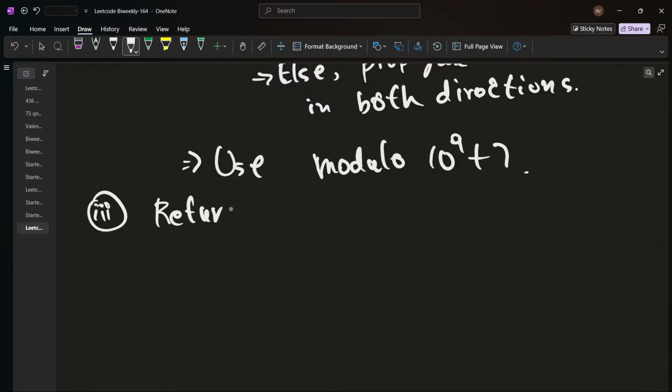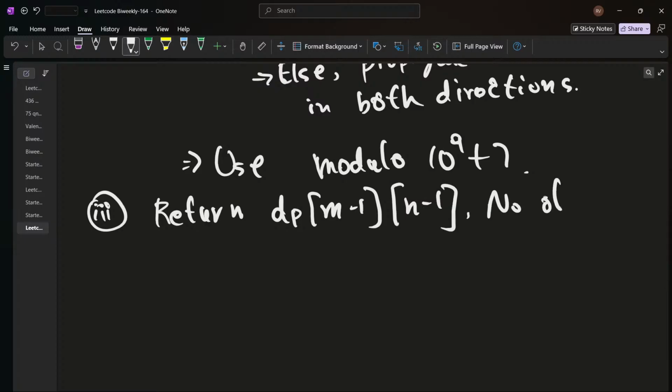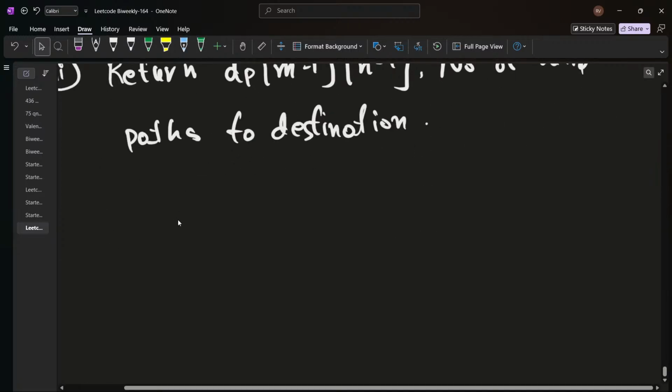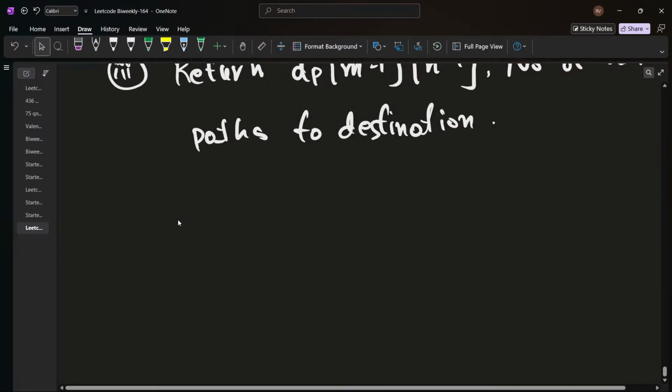Return dp of m minus 1, n minus 1. This is the number of valid paths to the destination. That's all. I said I'm not going to give you the pseudocode, so you should write the pseudocode yourself. I have explained the question very clearly.